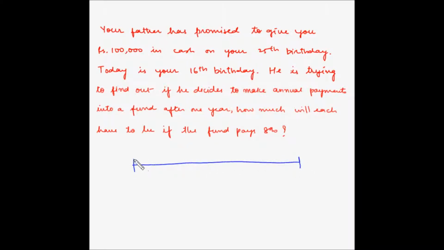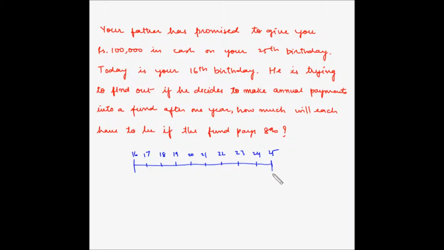So let's say this is your 16th birthday. Then you'll have your 17th, 18th, 19th, 20th, 21st, 22nd, 23rd, 24th, and 25th. Now, on the 25th birthday, he wants to give you 1 lakh rupees in cash. So the future value is equal to 100,000 or 1 lakh rupees.